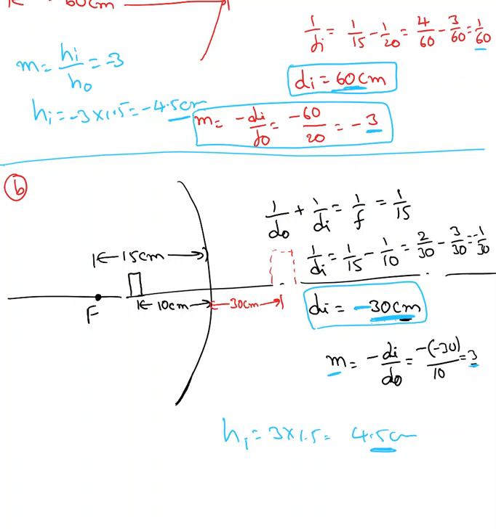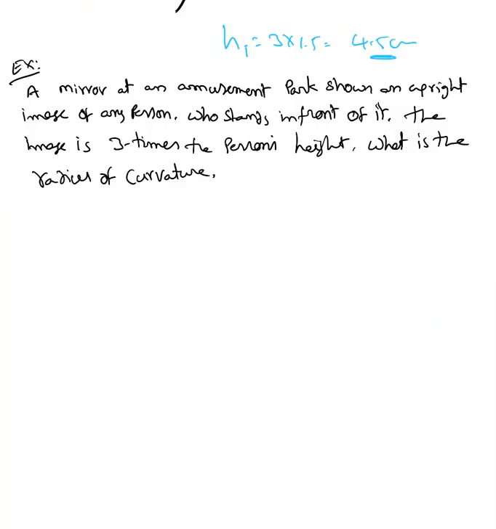Now I'm going to solve one more example here. Here is the next example. A mirror at an amusement park shows an upright image of any person who stands in front of it. Actually he gave you the distance, who stands 1.7 meters in front of it. I forgot to write that. He gave you that information. So the distance of the object is given, 1.7 meters in front of it. The image is 3 times the person's height. What is the radius of curvature?